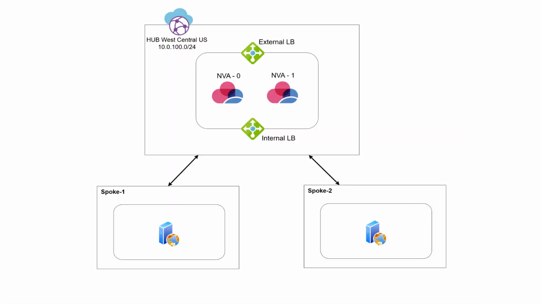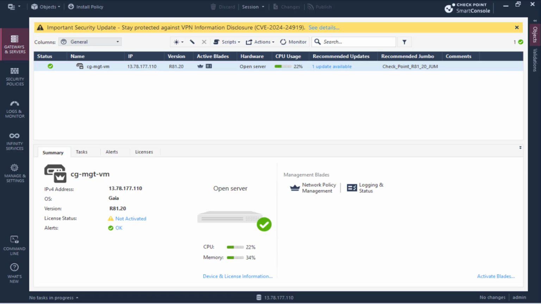Hi, in this demonstration I will show you how to utilize the Checkpoint CME API for Azure Virtual WAN. This new API enables you to create a CME controller, register the Checkpoint NVA gateways in the Checkpoint management, and configure the Azure external load balancer for Ingress traffic.